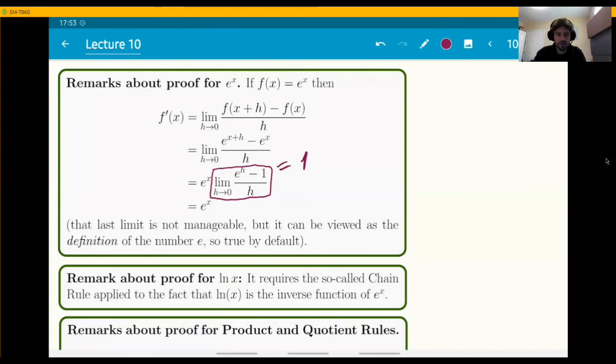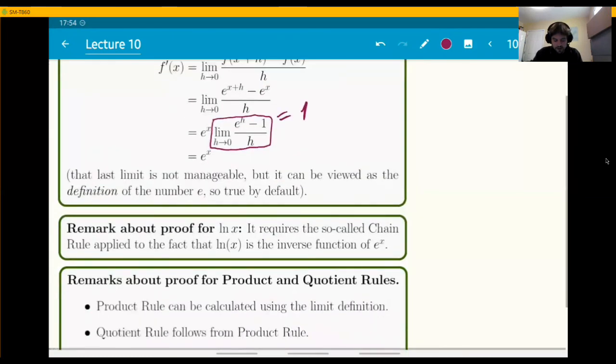If you ever take a course in real analysis, 311 at Rutgers, then you actually have a proper definition of this function e to the x, and you can actually prove that this limit right here is true. Then what's left is just e to the x for the derivative. This is why the derivative of e to the x is e to the x.